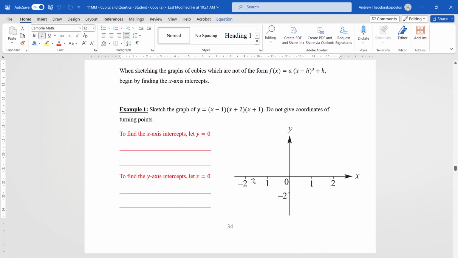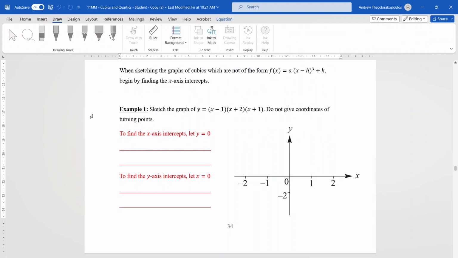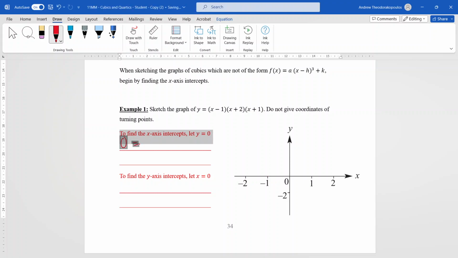Let's sketch graphs that are already factorized. So to sketch this graph here, we are going to find all the x-axis intercepts. Okay, and to do that, we let y equal 0. So let's do that. So 0 equals x minus 1, x plus 2, and x plus 1. Okay, so if that's the case, using the null factor law, we can say that x equals 1, negative 2, and negative 1.